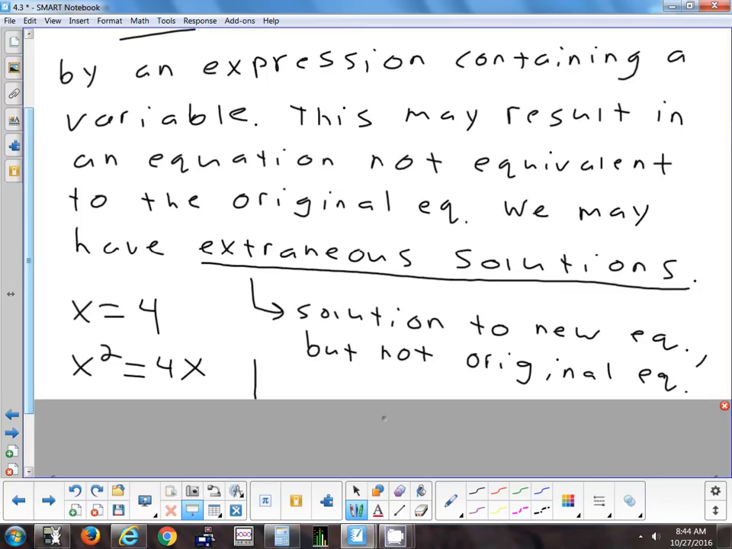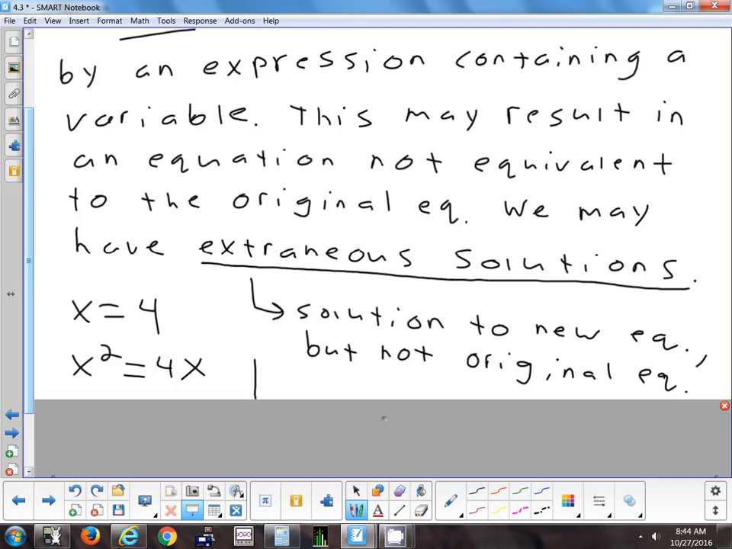Negative 4 wouldn't work. That would give you 16 equals negative 16. 4 works, so that's the one we originally said. Now 0 also works. 0 squared is 0, and 4 times 0 is 0. 0 works in the new one because I multiplied both sides by a variable.